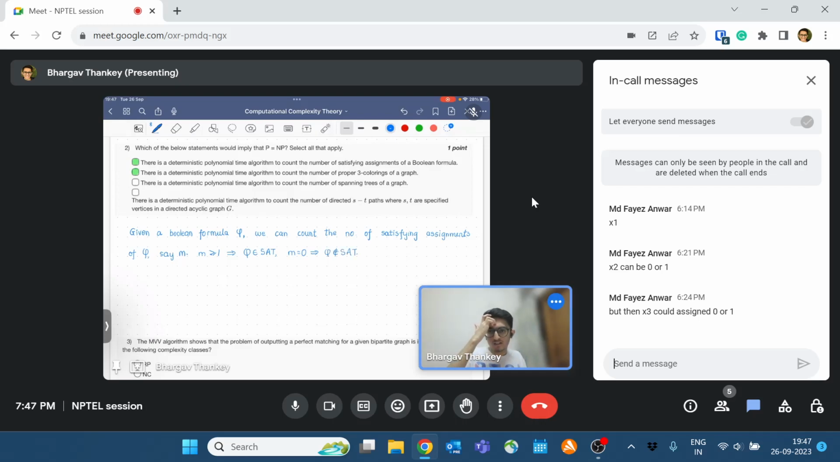So this is true, right? What we can do is, given a Boolean formula phi, count in polynomial time how many satisfying assignments it has. If phi is in SAT, it would have at least one satisfying assignment, so m would be at least one. Similarly, if phi is not in SAT, m has to be zero. So by solving the counting version, you can directly solve the decision version.